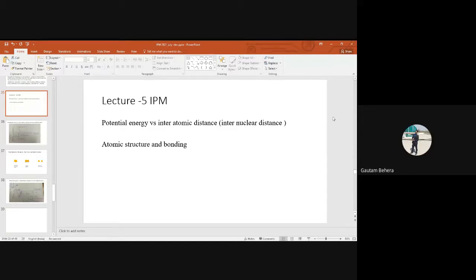Now it is lecture number 5 of the Introduction to Physical Metallurgy class, and here the topic is potential energy versus interatomic distance, and atomic structure and bonding.